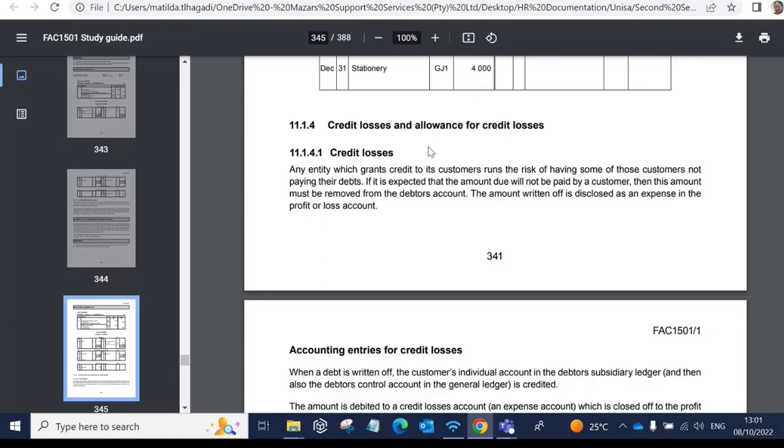let's just do credit losses and allowance for credit losses. An entity which grants credit to its customers runs the risk of having some of those customers not paying their debts. So if it is expected that the amount due will not be paid by a customer, then this amount must be removed from the debtor's account. The amount written off is disclosed as an expense in the profit and loss account.